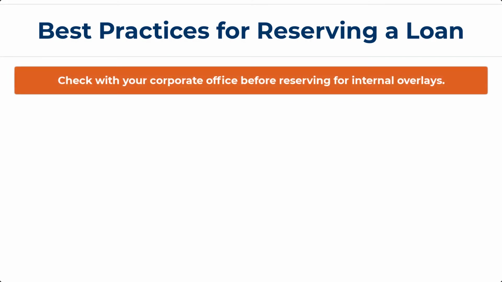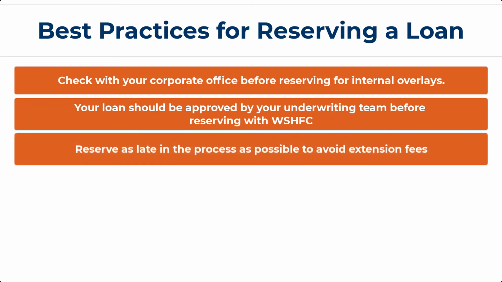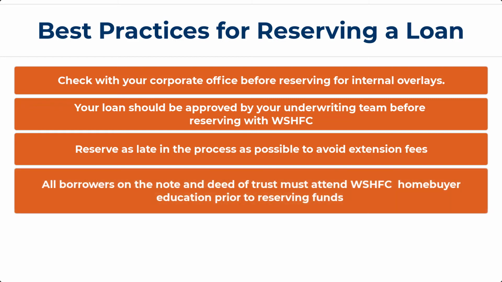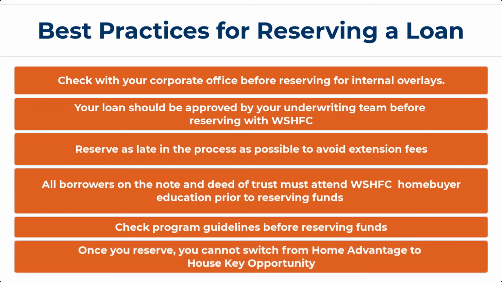Check with your corporate office before reserving for internal overlays. Your loan should be approved by your underwriting team before reservation with the Commission. Reserve as late in the process as possible to avoid extension fees. All borrowers on the note and deed of trust must attend homebuyer education prior to reserving funds. Check program guidelines before reservation. Once you reserve, you cannot switch from Home Advantage to House Key Opportunity.